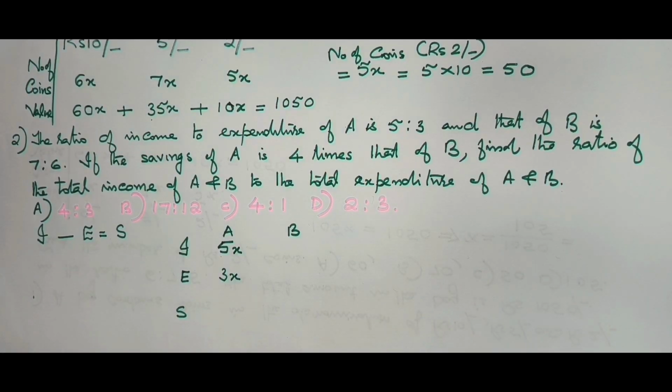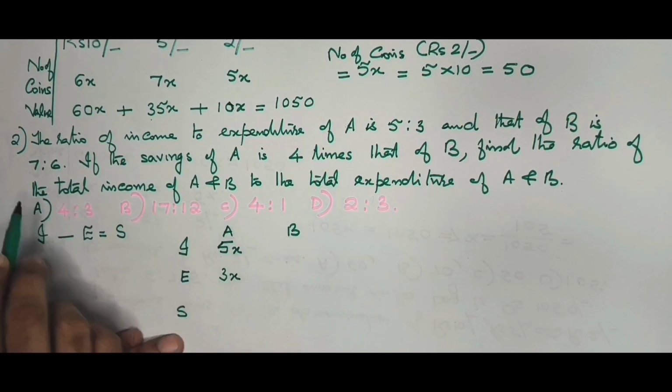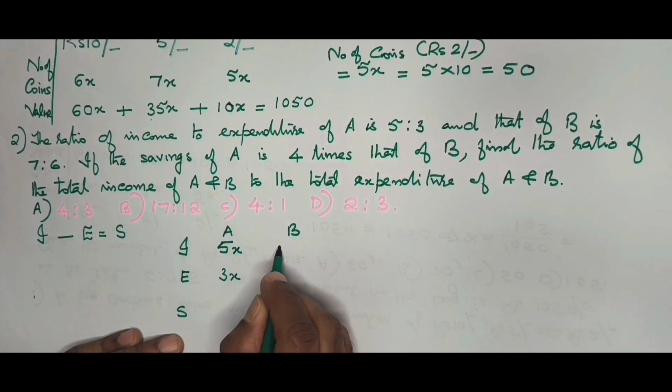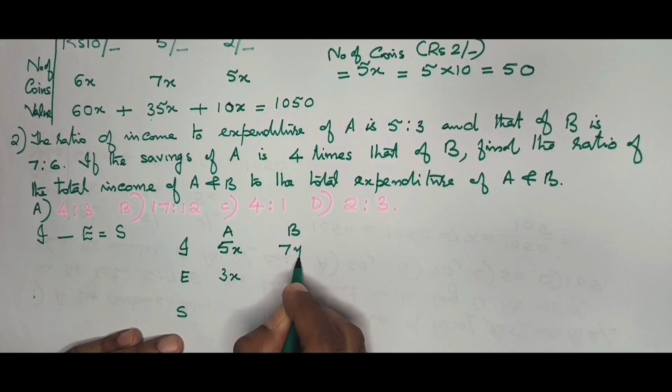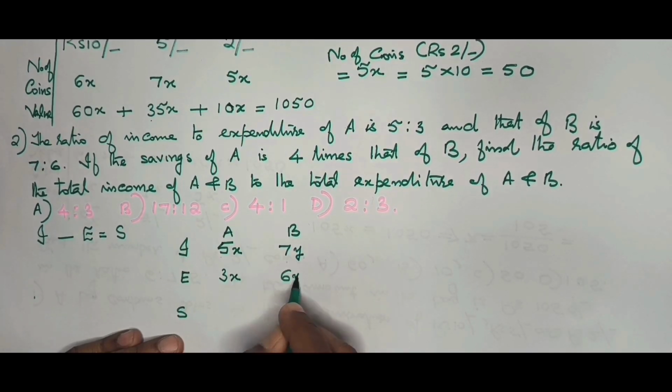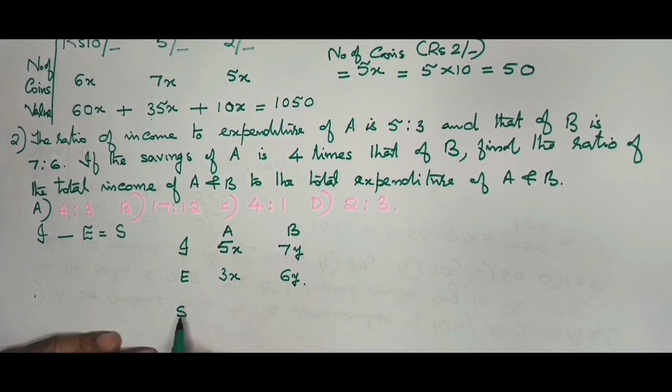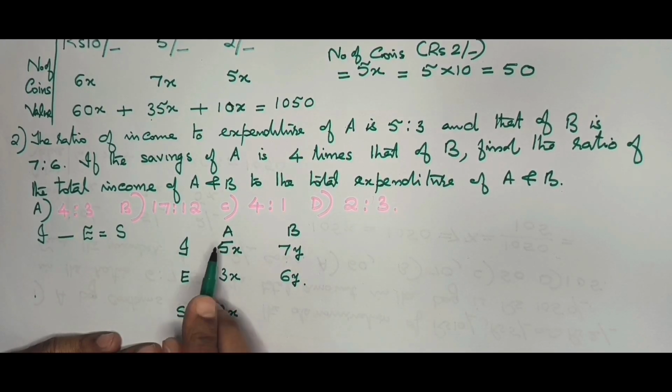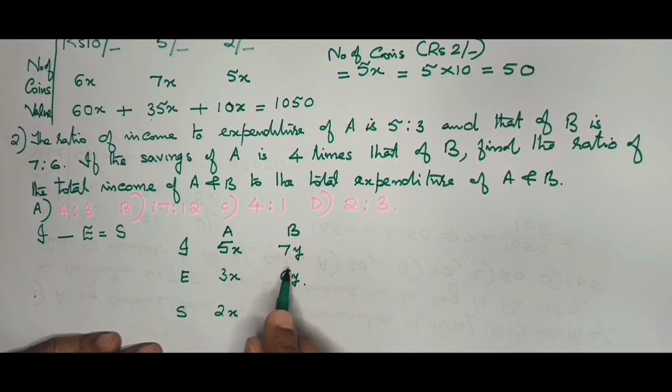Similarly, you are given the same kind of ratio for the other person as 7 is to 6, which is another ratio. So you take another multiple, 7y and 6y. The third row is savings, which is income minus expenditure. That is 5x minus 3x, 2x. So 2x is the savings of A. Similarly, savings of B will be 7y minus 6y, which is y.